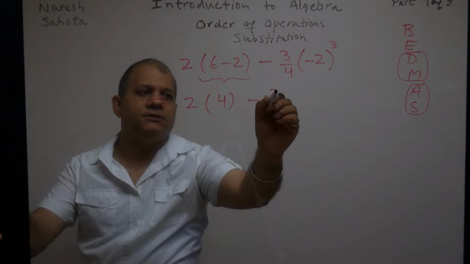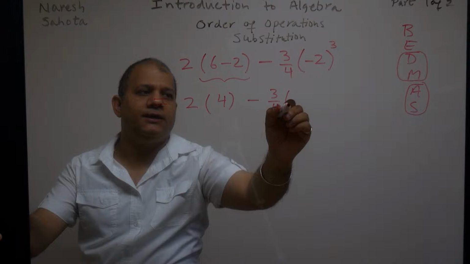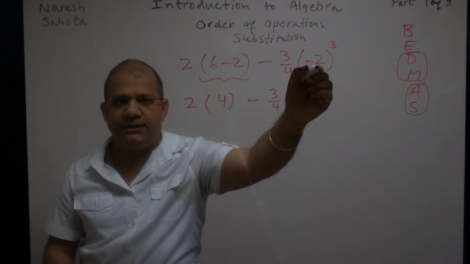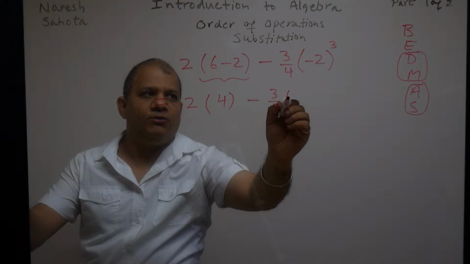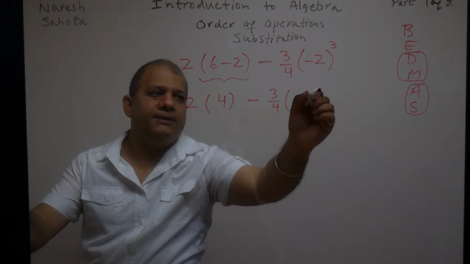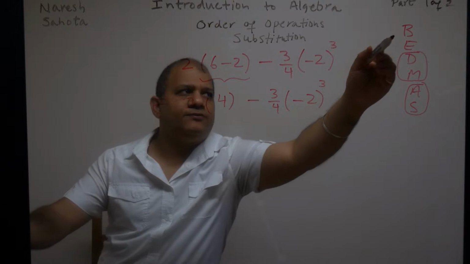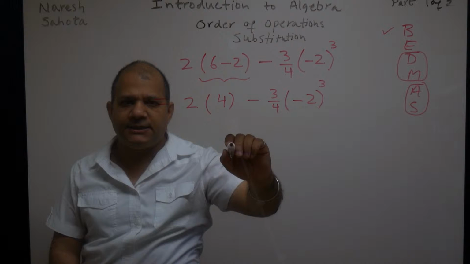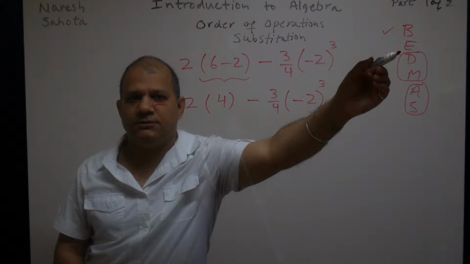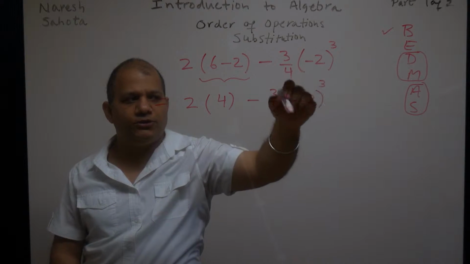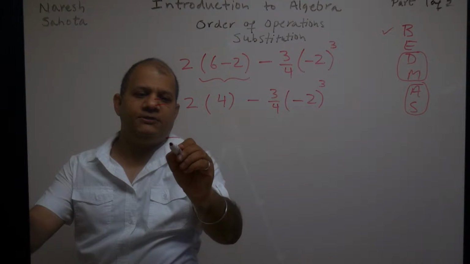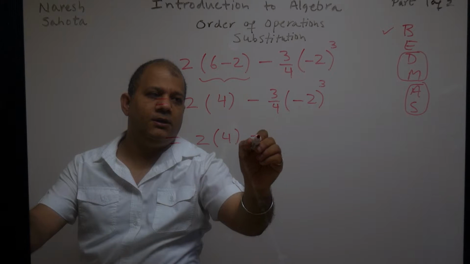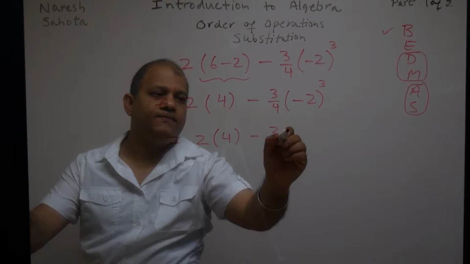Then we go minus 3 over 4 times. There's nothing for me to collect or simplify inside the other bracket. Then the next is the exponent. So I'm going to copy this as is, because first I want to deal with the brackets. I've done that, and now at the next step, I will deal with the exponent. The exponent portion is right here. So copy everything else as is: 2 times 4 minus 3 over 4.